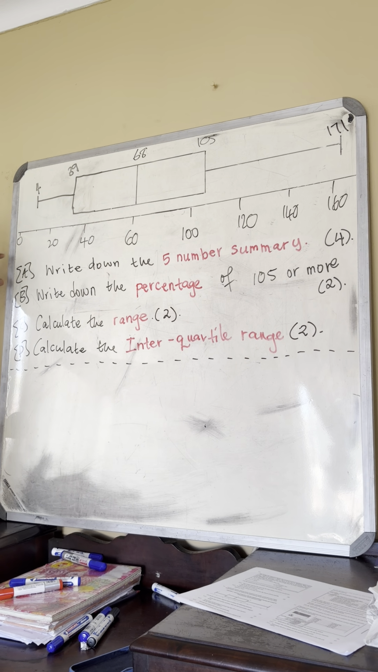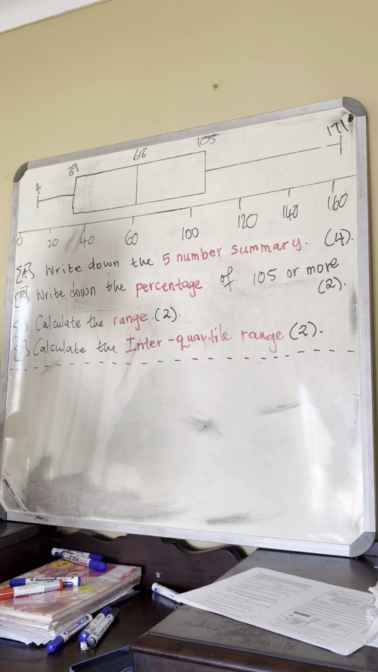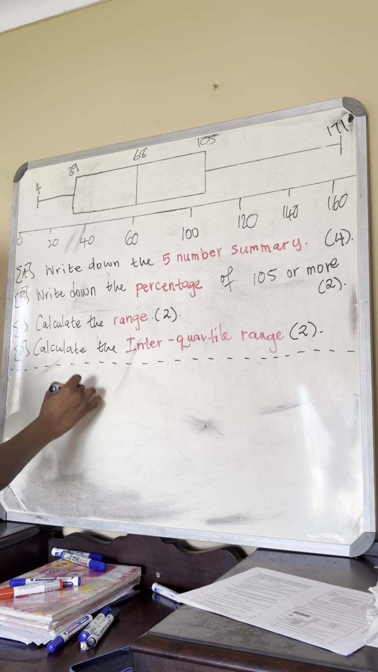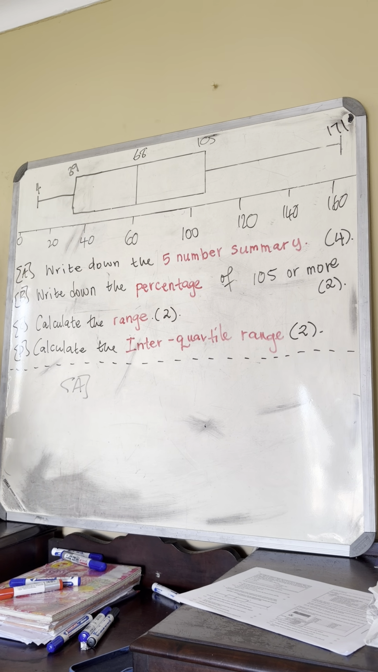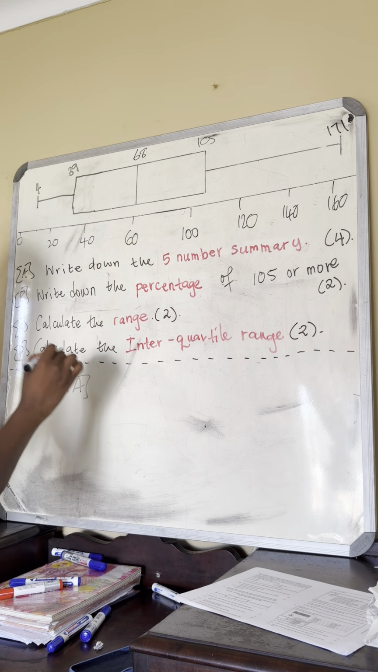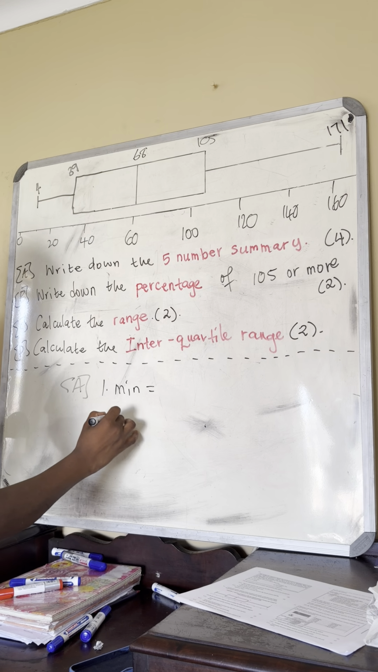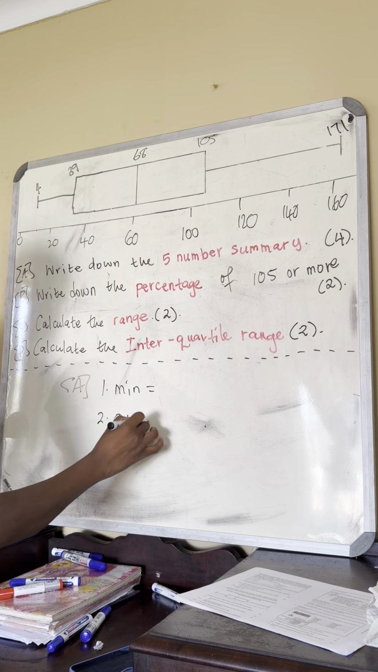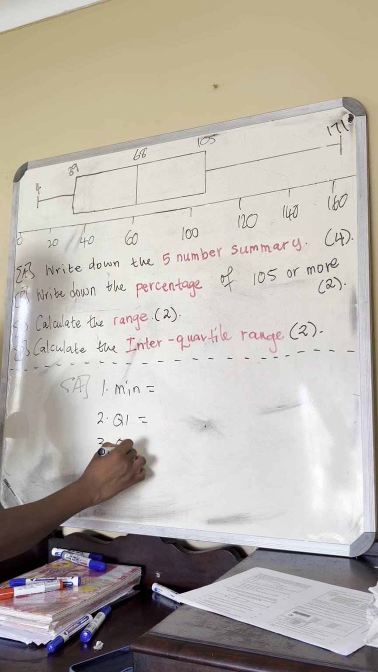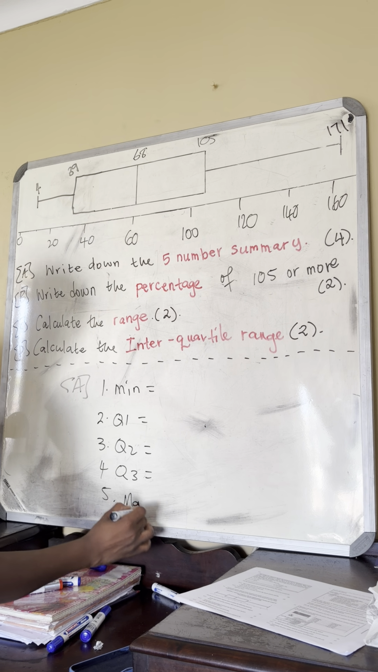Now, the first question says write down the 5-number summary, right? Whenever a question says write down the 5-number summary, this is what you're expected to do. For the 5-number summary: 1, you write the minimum is equal to. 2, you write Q1 is equal to. 3, you write Q2. 4, you write Q3. And then 5, you write the maximum.